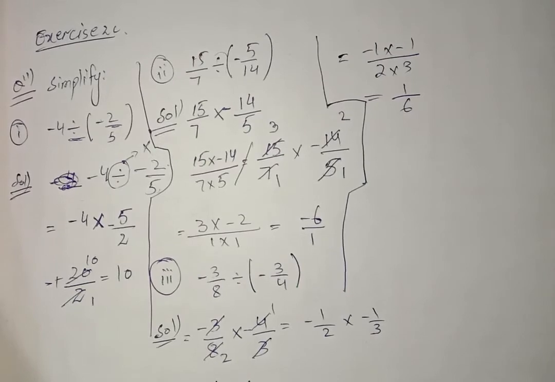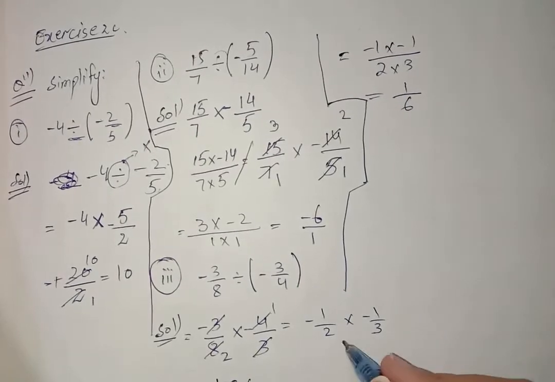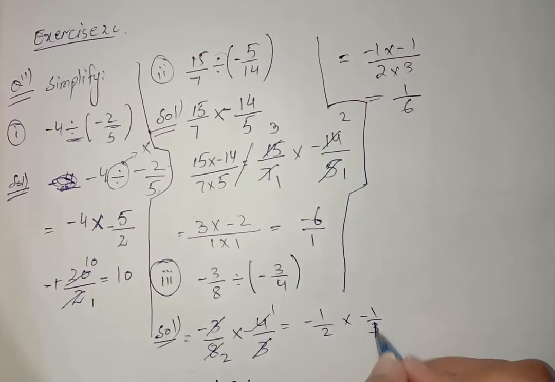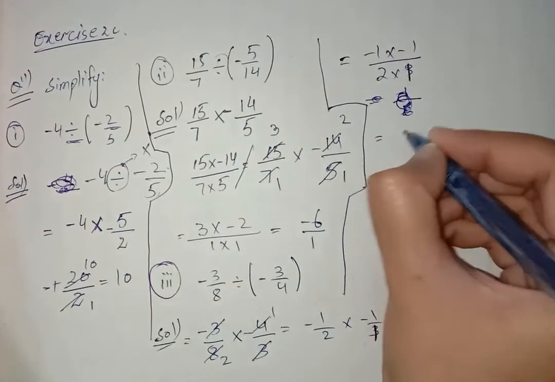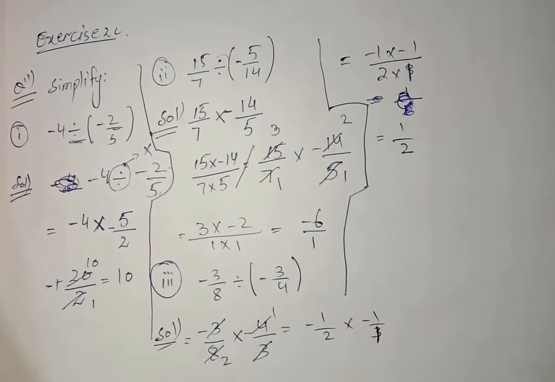Now there is 1 and 2 1s are 1 by 2. I have made some mistake, sorry.